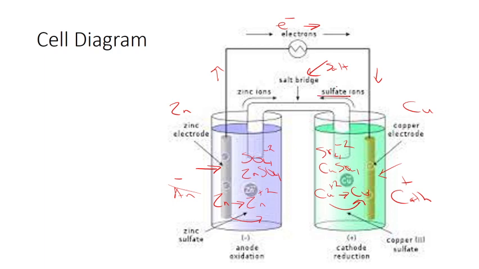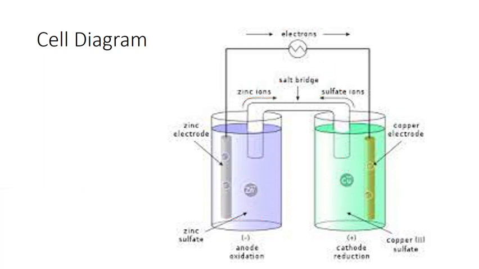You might be able to see that it says sulfate ions are moving that way, because this cathode is generating positive ions. And it says zinc ions are moving that way because you're going to have an overload of sulfate ions over on the cathode side. So the salt bridge is basically just allowing your ions to move from side to side.